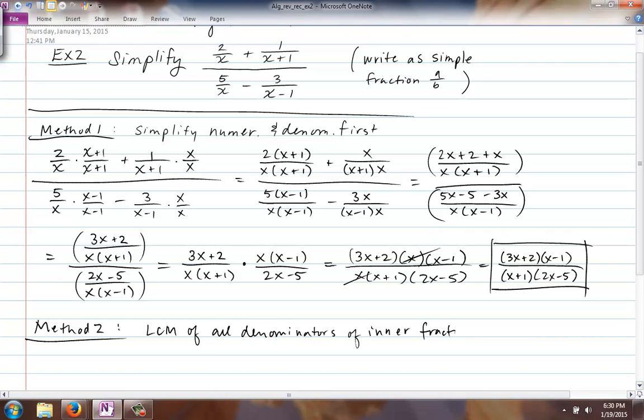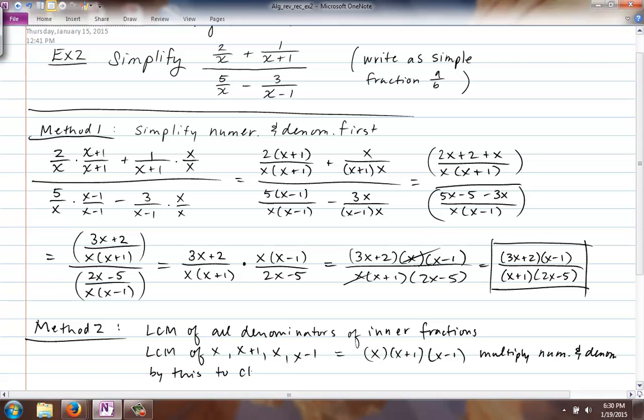So in our problem, I should start out by saying the LCM of x plus 1, x, and x minus 1 is equal to x times x plus 1 times x minus 1. And then you multiply the overall numerator and denominator by this to clear the fractions.